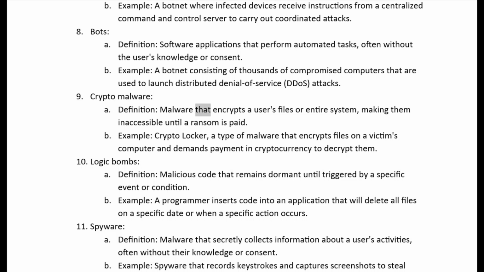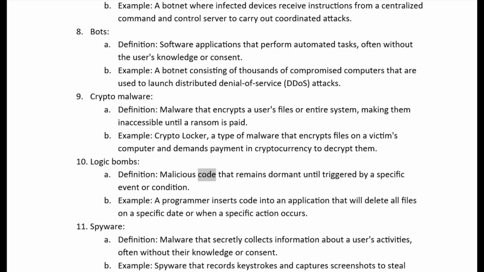Definition: malware that encrypts a user's files or entire system, making them inaccessible until a ransom is paid. Example: CryptoLocker, a type of malware that encrypts files on a victim's computer and demands payment in cryptocurrency to decrypt them. Logic bombs.